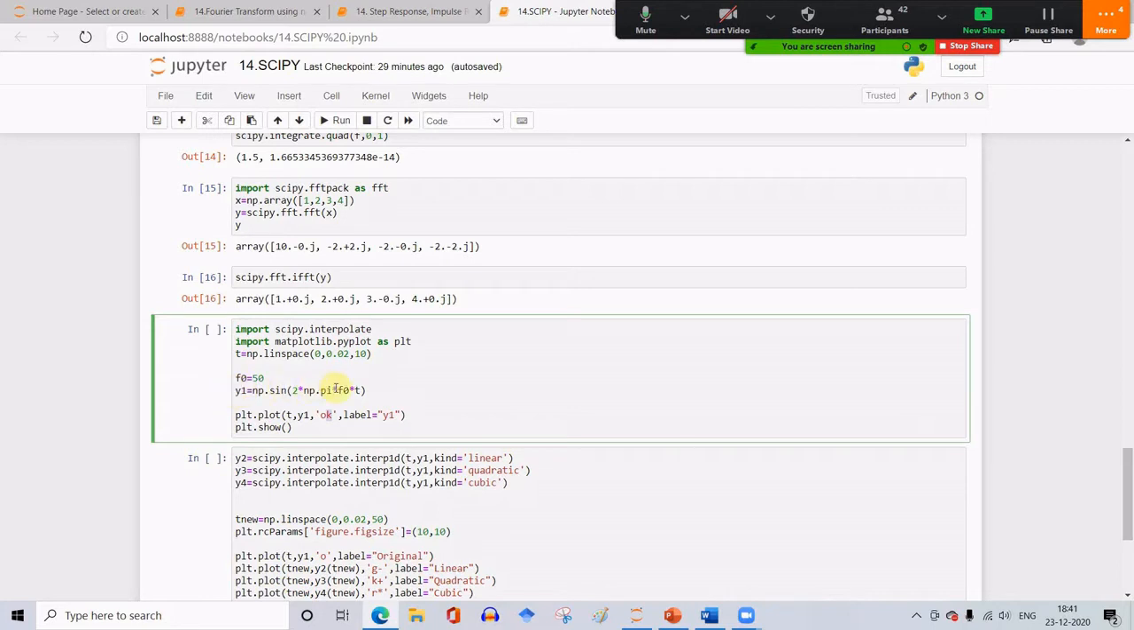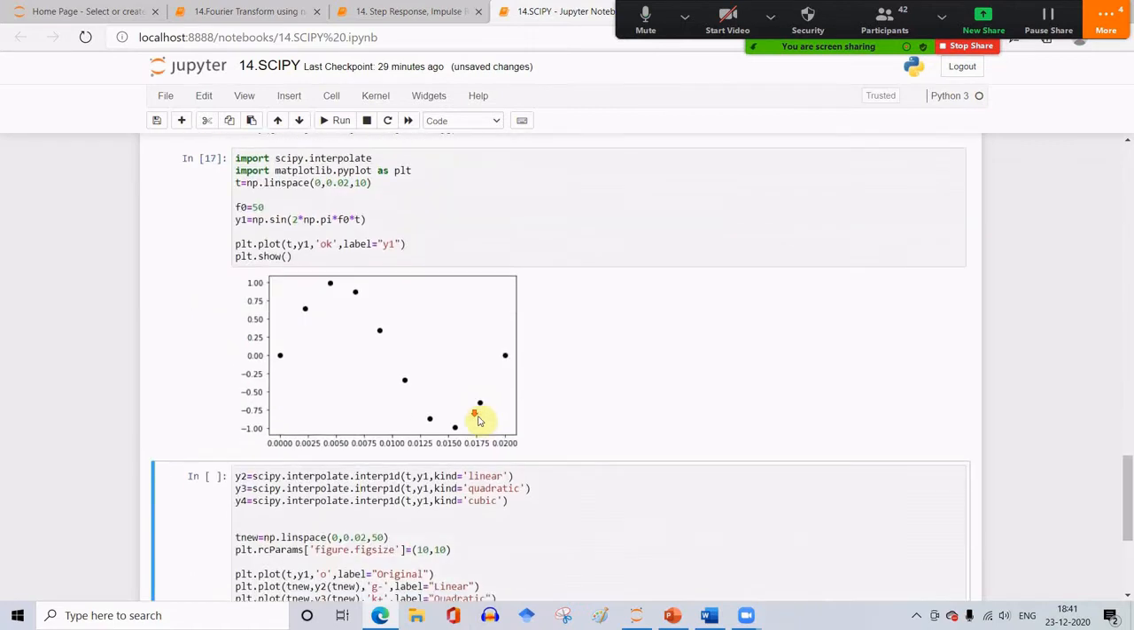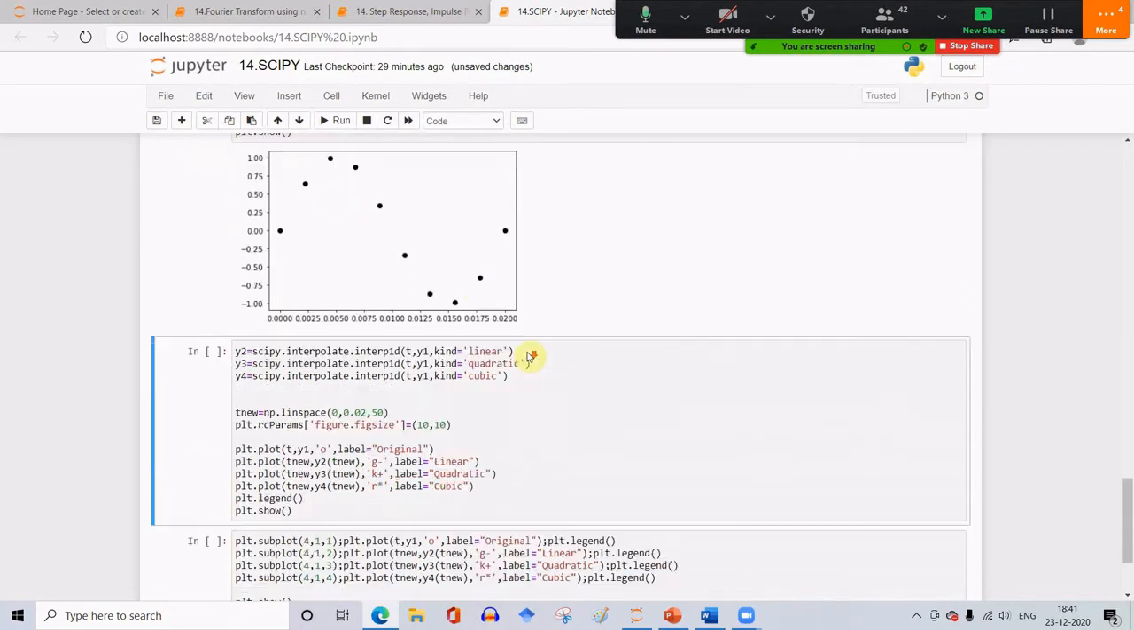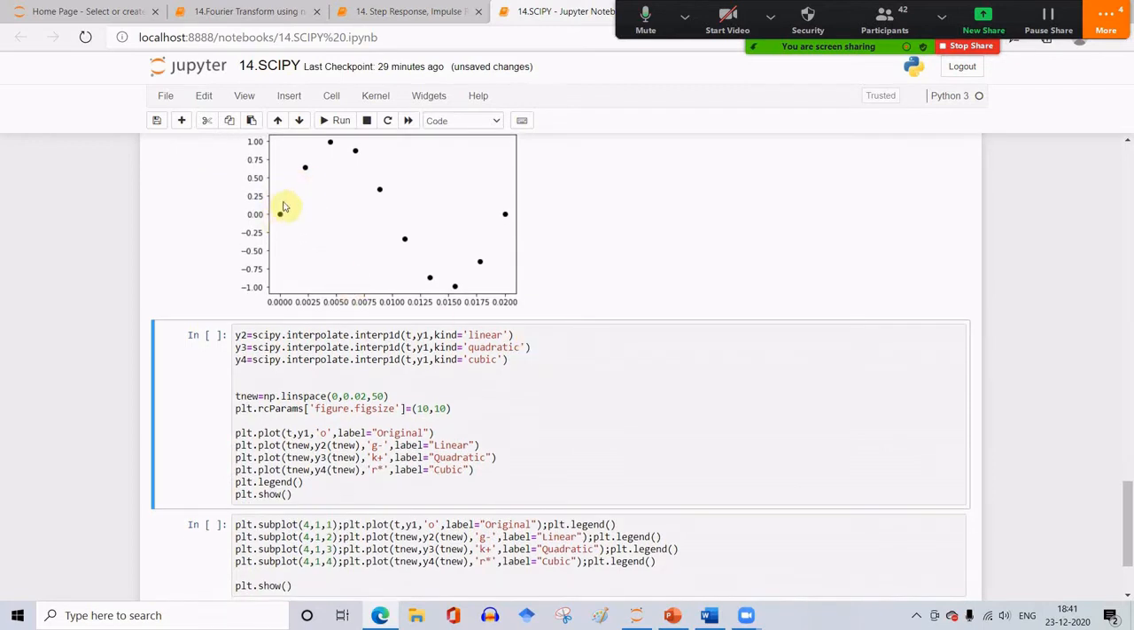y1 is my first signal, which is a sinusoidal signal with 10 points between 0 and 0.02 seconds. I'll run this. So these are the 10 points plotted using small letter o filled with the color black. So this is the first signal that I am taking. Okay. So now I want to get a signal joining these points using different methods.